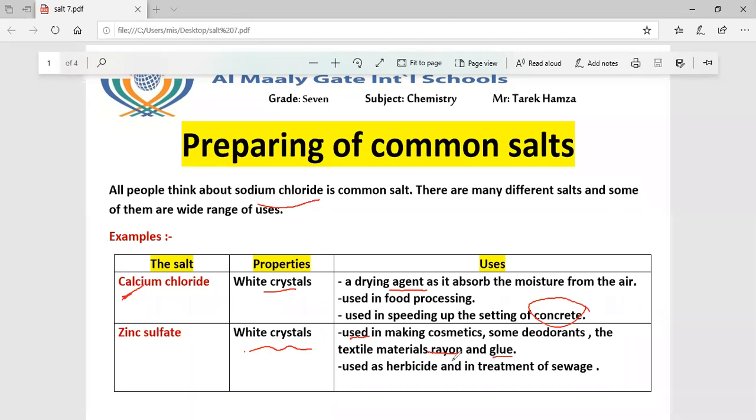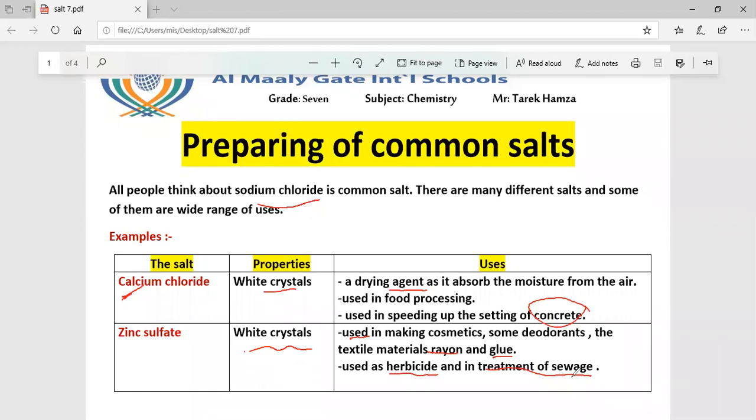So zinc sulfate is used in making cosmetics, some deodorants, and textile materials like rayon and glow. It is also used as a herbicide and in the treatment of sewage.